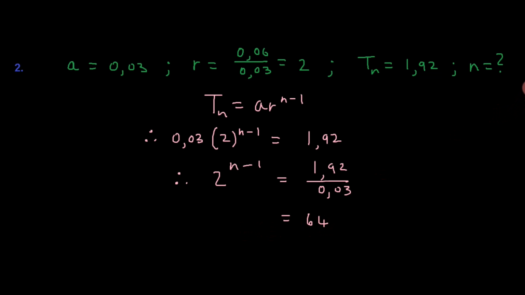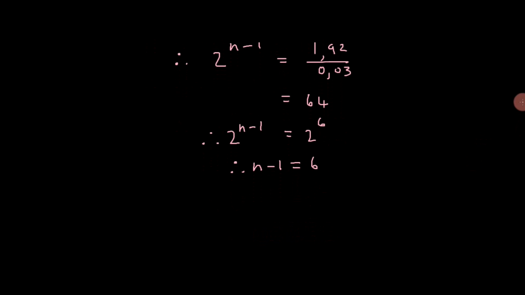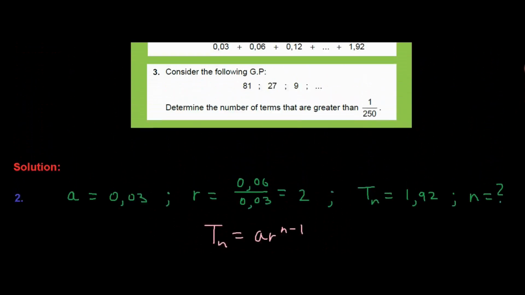Now, in this case, we can use logs again, but it's probably easier just to write the right-hand side with base 2, because we know that 64 is 2 to the power 6. So we have an exponential equation where the bases are the same, so the powers must be the same. Hence, n minus 1 is 6, and n is 7. So there are 7 terms in the sequence.